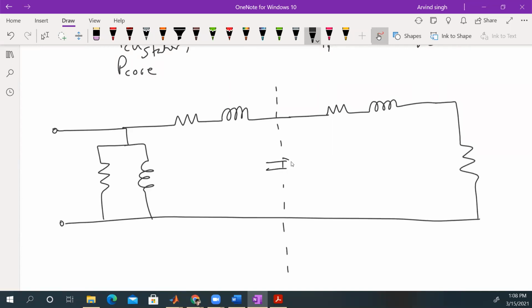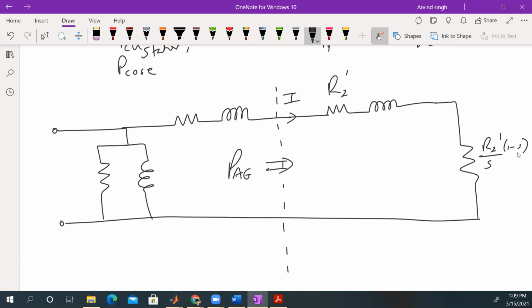Good. We have P, air gap. We have some current I. And what are these resistances? This resistance here is R2 prime. This one is R2 prime on S multiplied by 1 minus S. So now we want to find what are the powers.